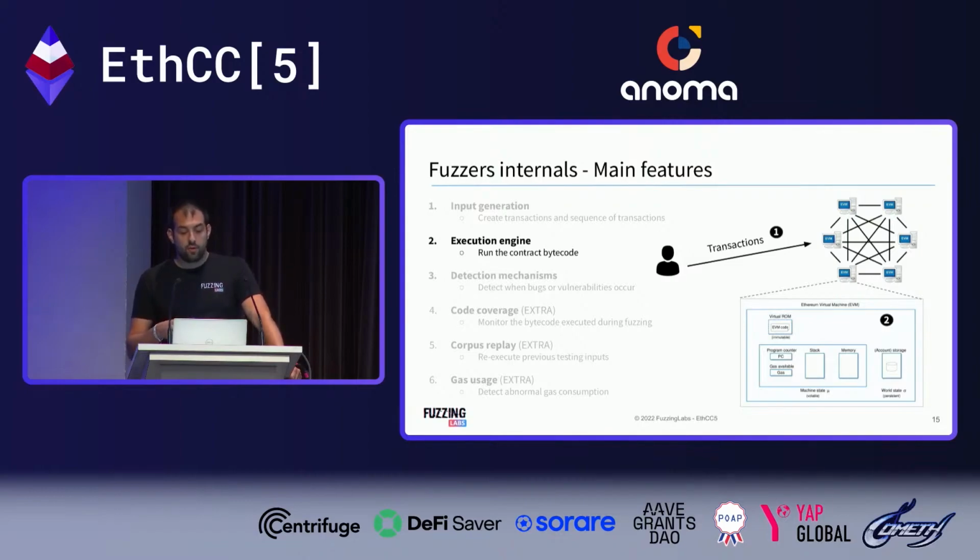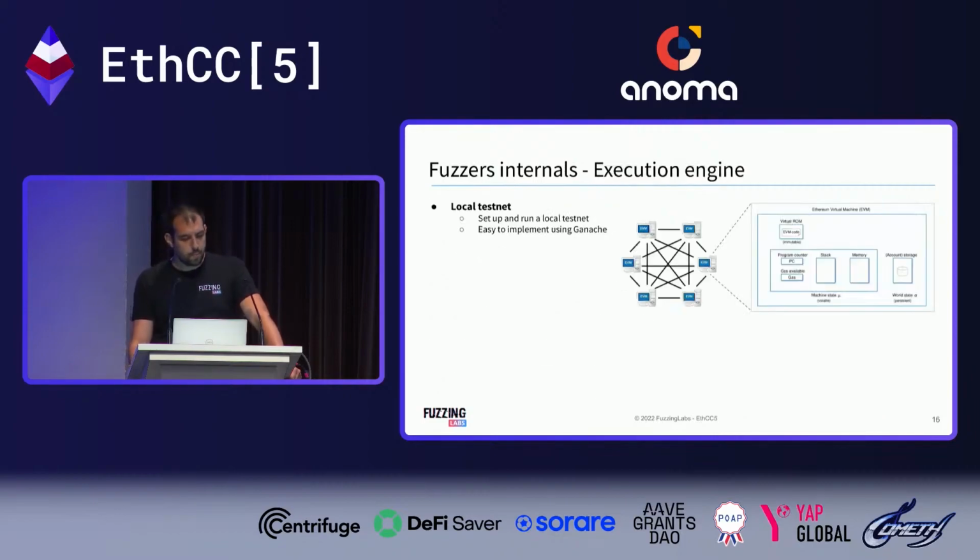Another really important feature is the execution engine. We are generating a transaction and giving that to the EVM, and the main question is: is this EVM part of a local network that you are running, or is it possible for you to provide that directly to the EVM itself and get more execution speed? That is one of the key metrics when we are discussing fuzzing.